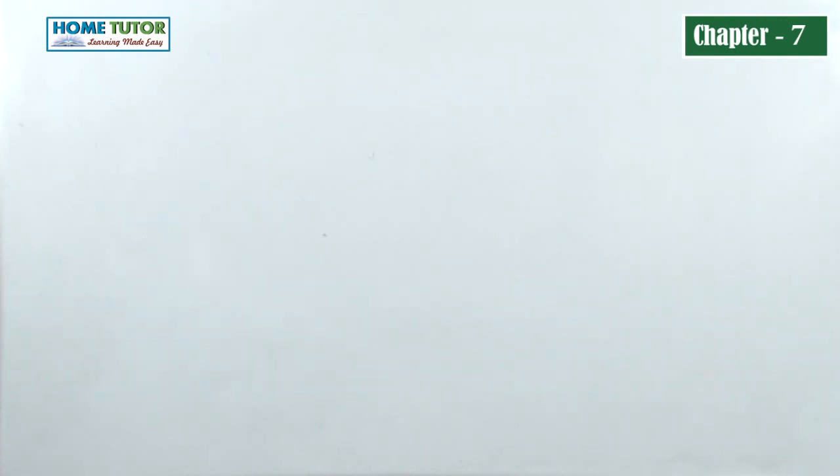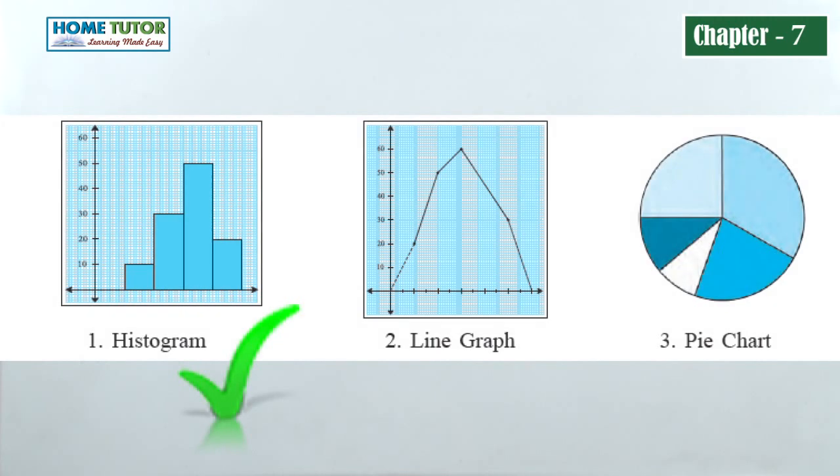Different kinds of graphs are histogram, line graph, pie chart.